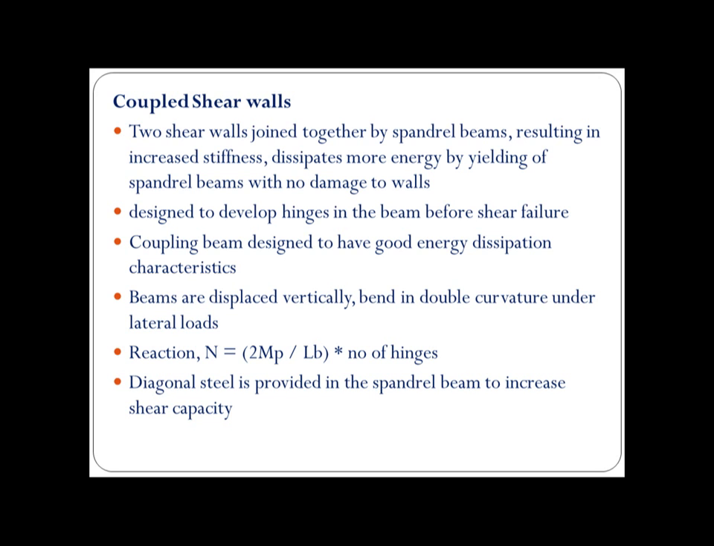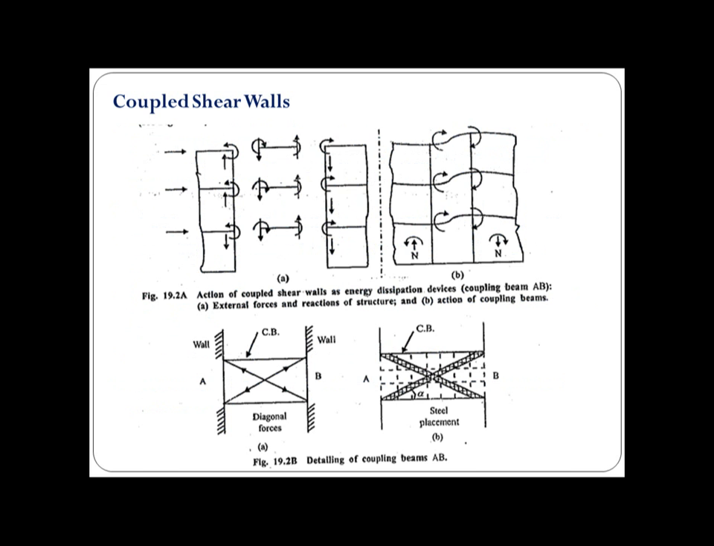In order to have additional shear resistance, we provide diagonal steel in spandrel beams. This is a picture depicting how coupled shear walls act. And this is where the diagonal action, strut action, appears. So we need to ensure that we provide reinforcement along the diagonal so that it resists the shears developed.